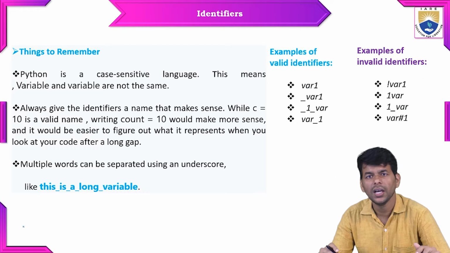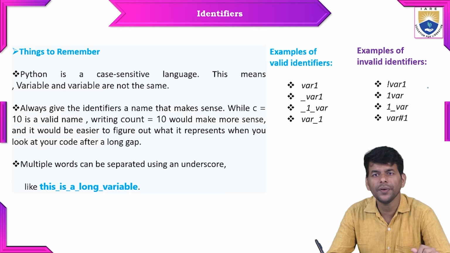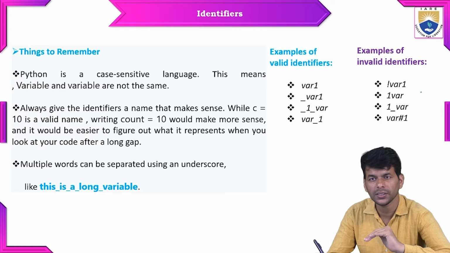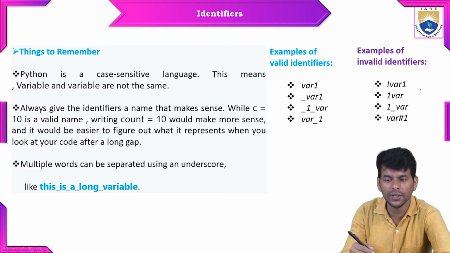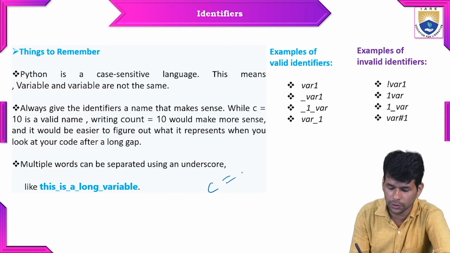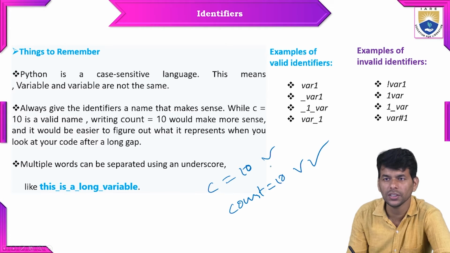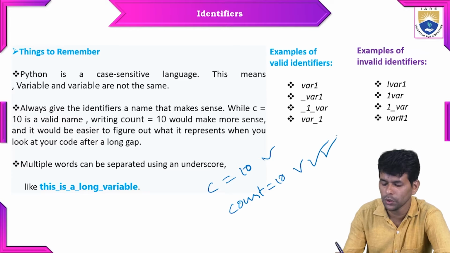The next one is: always give identifiers a name that makes sense. When I'm giving a name to an identifier, it has to have some meaning, it has to make some sense. I will give a small example. c equal to 10 gives some sense, but count equal to 10 gives us more sense.